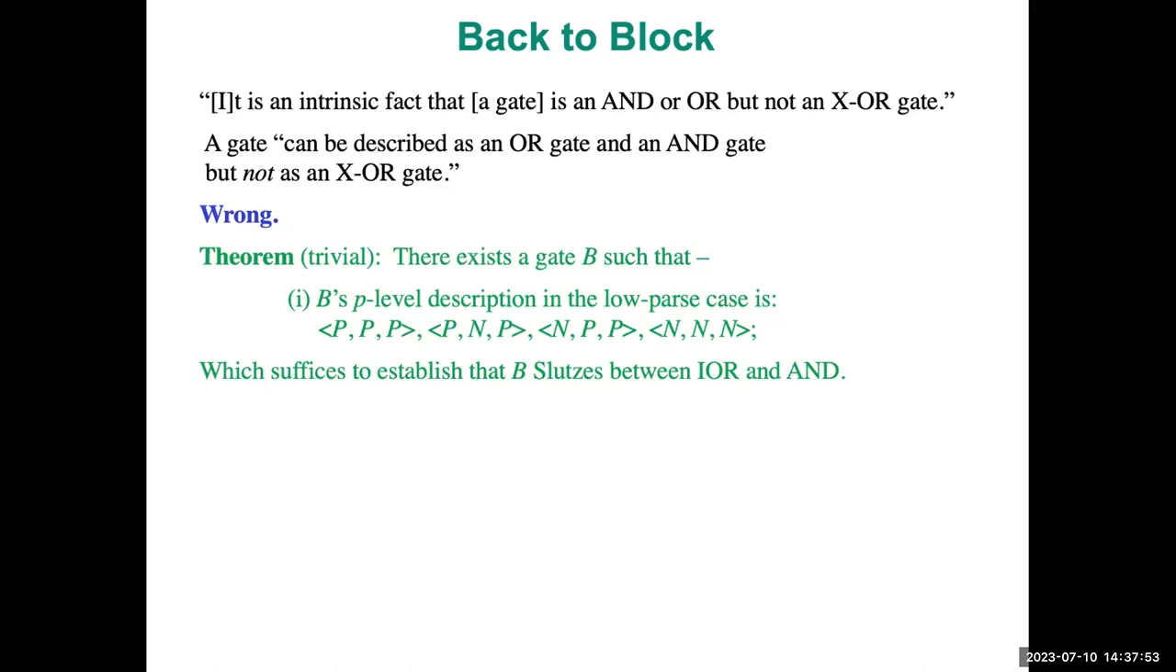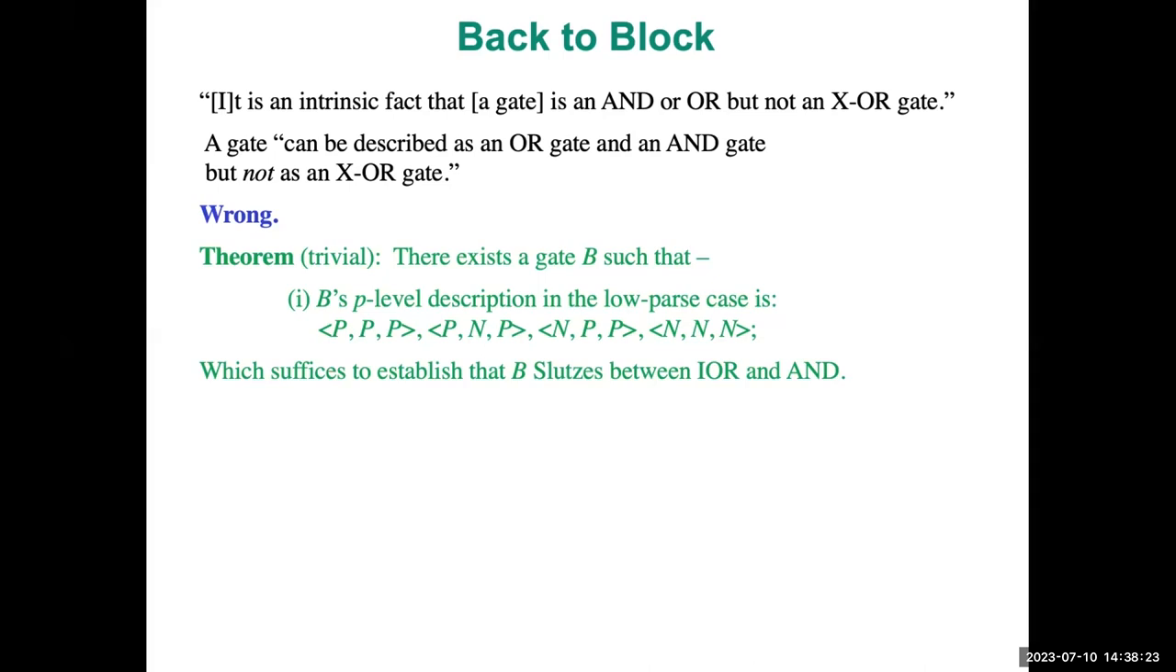Because once you've got a gate with this pulse table, then you can just do the sluss switcheroo, the way that I showed you in the slides earlier. You do the switcheroo one way and you get inclusive disjunction, and you do the switcheroo the other way, you get AND. So we've got a gate so far that does what Bloch is saying. It can be described as an OR gate and an AND gate. You're quite right about that.